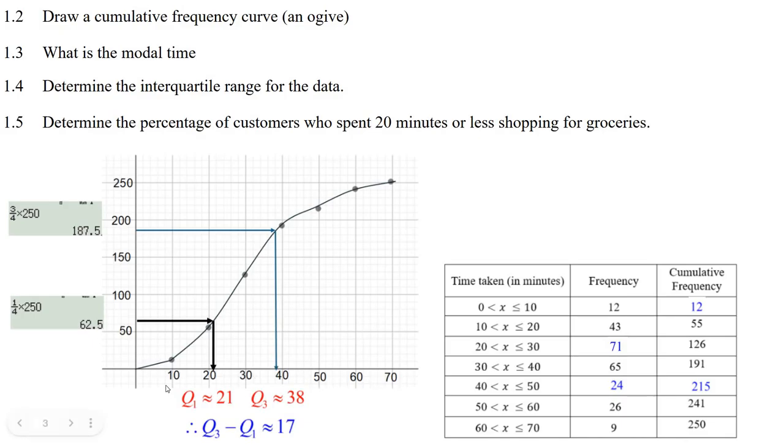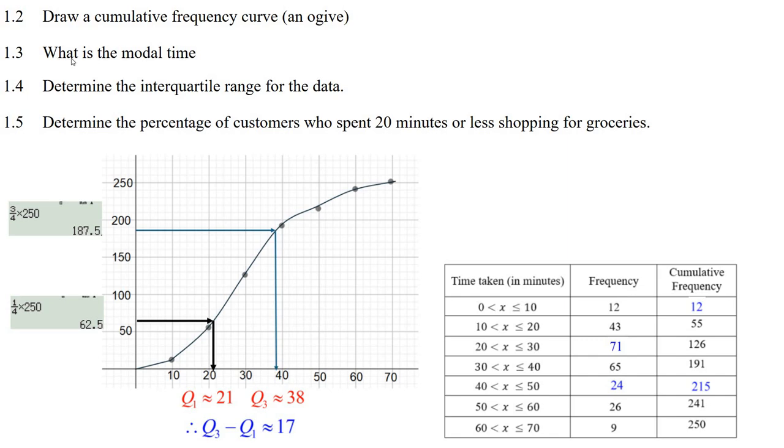I made my own grid here anyways, but here you go. 10 and a little bit above 10, 12, and then I went 20 and up to about 55 here, 30, you just do it on yours, up to 126, that's about where it would be, 40 and 191, 50 and 215, 60 and 241, and then 70. 70 goes right to 250. And you connect it in the best kind of curve you can, and there's your Ogive curve, all done.